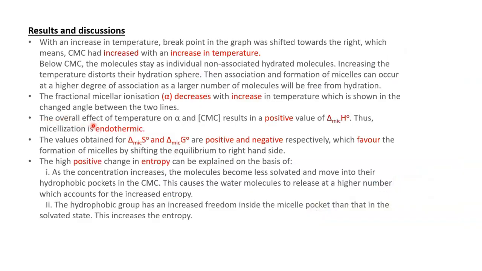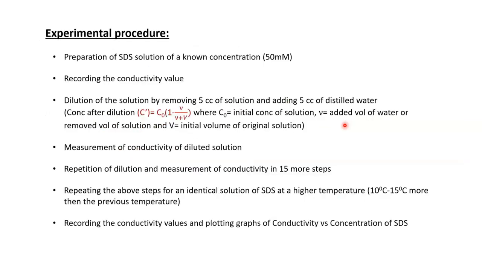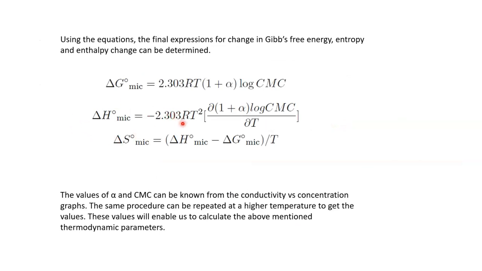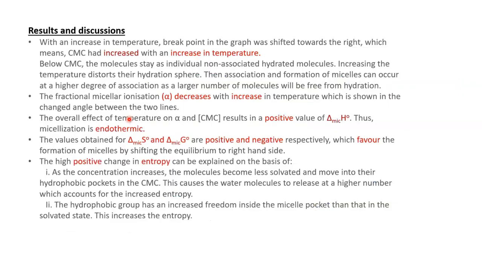Now, the third observation is that the overall effect of temperature on alpha and CMC results in a positive value of delta H0 micellization. Thus, micellization is endothermic. If we look at the formula of delta H0 micellization, the differential term involves alpha as well as CMC. Now, CMC increases but alpha decreases. So these two, as a product of each other, overall increase the value of enthalpy. That means this differential term becomes negative and delta H0 micellization becomes positive, which suggests micellization is endothermic.